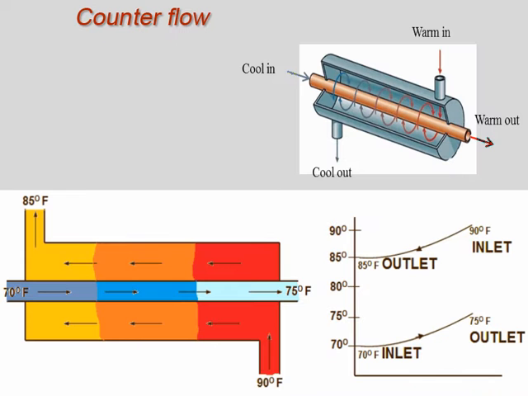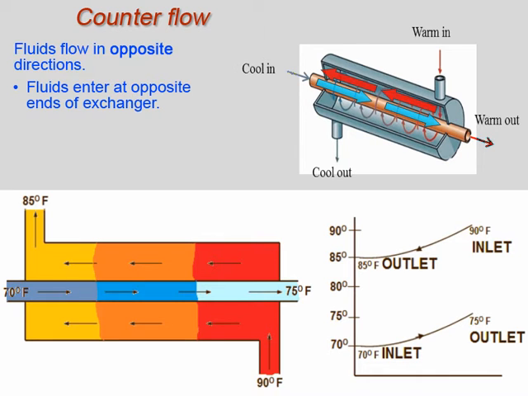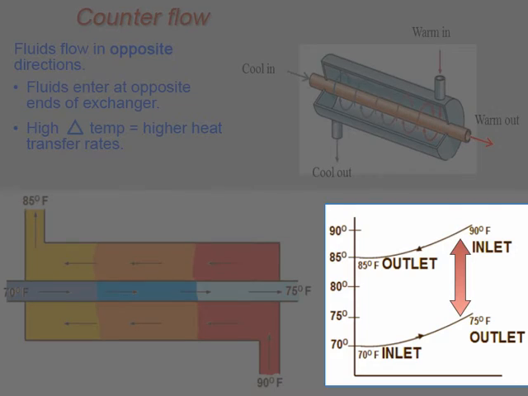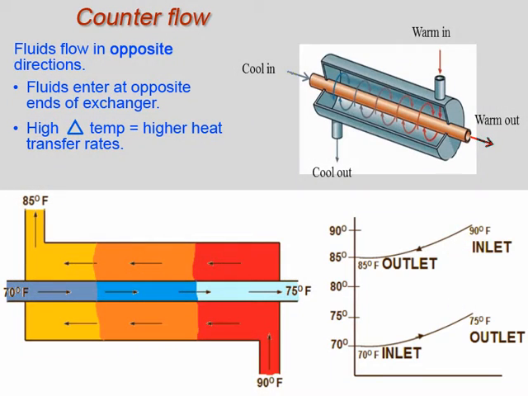The major disadvantage of the parallel flow heat exchanger is that the hot fluid outlet is always hotter than the cold fluid outlet. In a counterflow heat exchanger, the two fluids flow in opposite directions. The fluids enter the heat exchanger at opposite ends. Counterflow heat exchangers generally produce the highest average temperature difference of the three types. This high average temperature difference translates into higher heat transfer rates for a given size and construction.